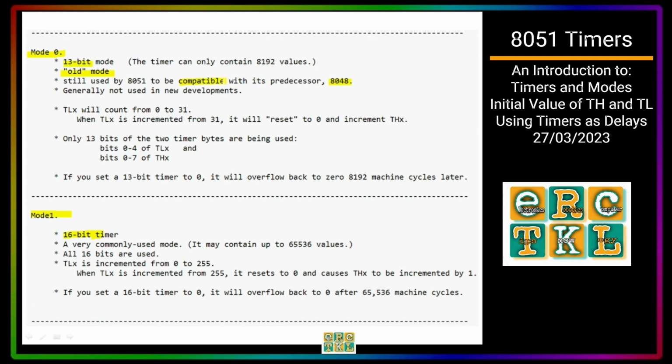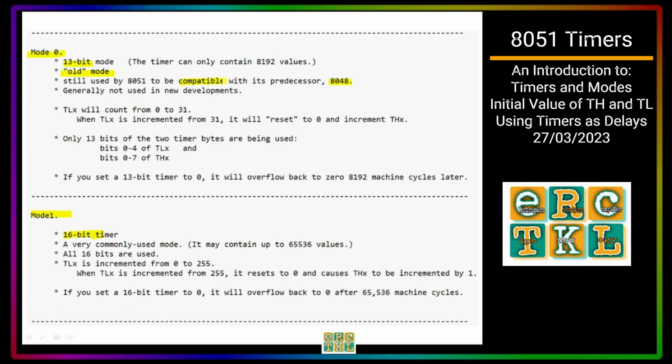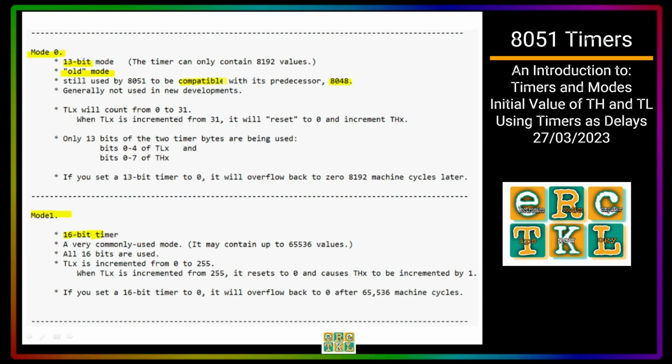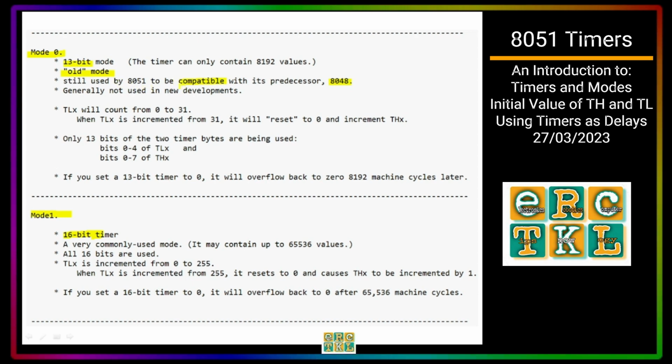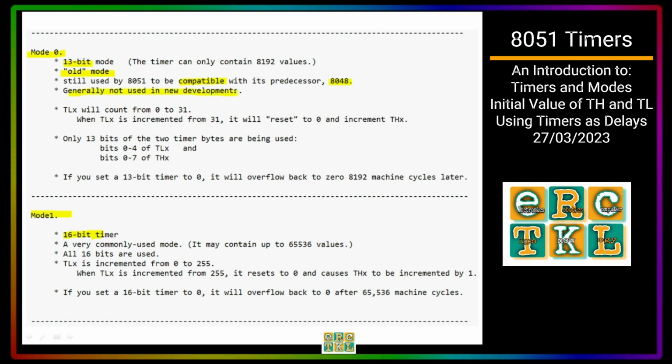So if you have a new system and you have a new application, you try in your old mobile, sometimes it will say, I'm sorry, you cannot install this. The system does not accept. It's not compatible with the version. So that's the meaning of compatible. Now, mode 0 is actually 13 bits, but we are still using it so that it will still be compatible with the old model of microcontroller, which is 8041. But generally, we don't use it in new developments.